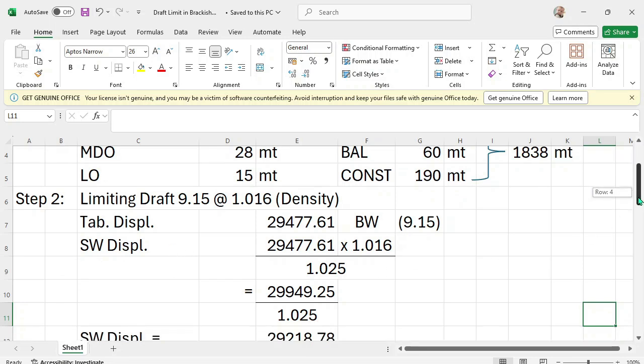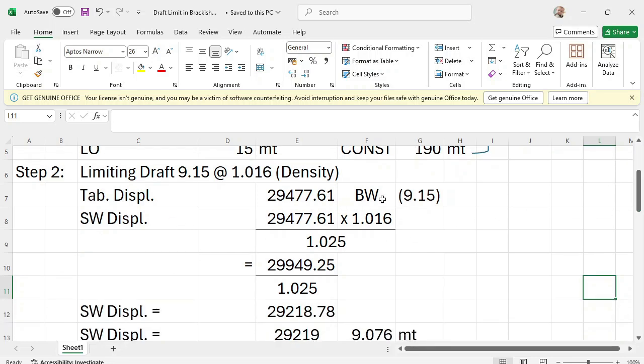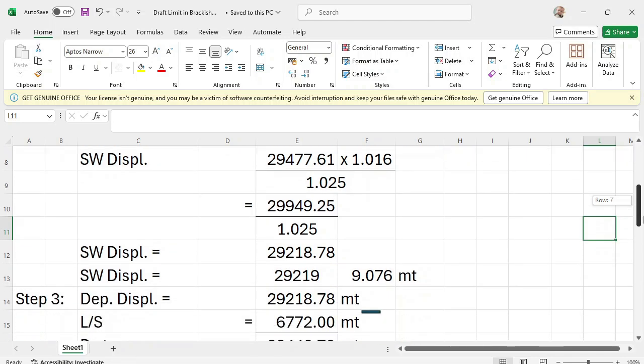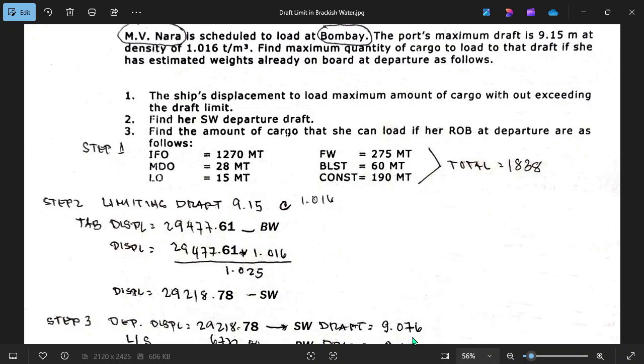This is the formula, guys. The displacement of brackish water times your local density over 1.025, and the answer of saltwater displacement is 29,218.78, which is your saltwater, with a drop of 9.076.